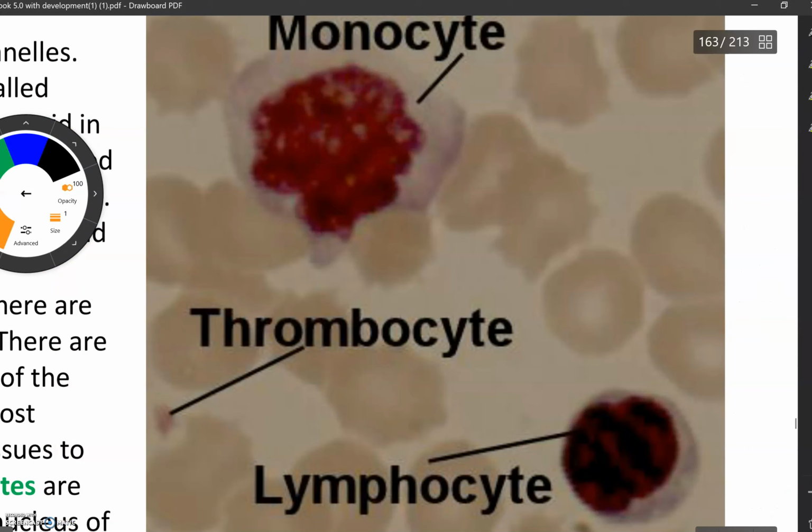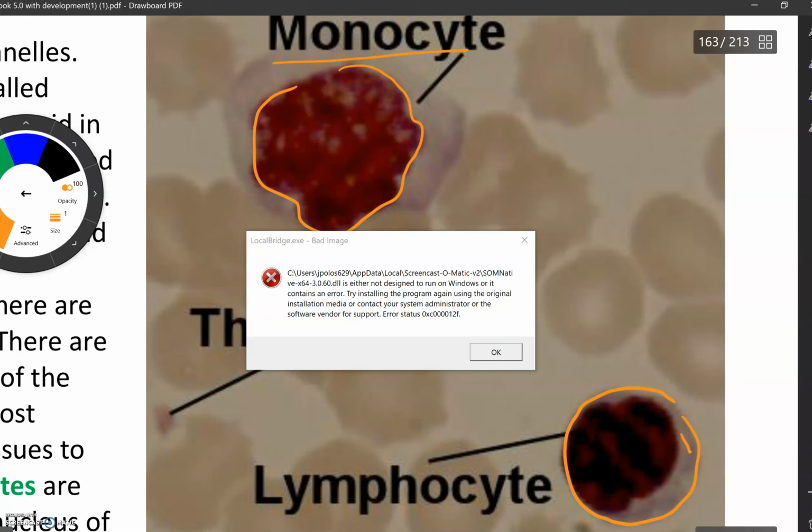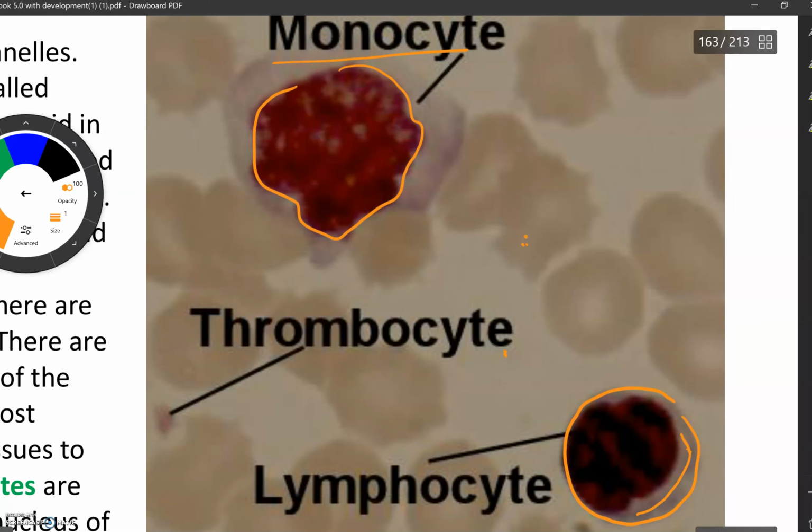Agranulocytes are the monocyte, which has a large nucleus and some cytoplasm that you can see, and the lymphocyte, where the nucleus makes up most of it. So I only have this thin band right here that's visible. Now our other formed element is this little tiny thrombocyte, which is a platelet.